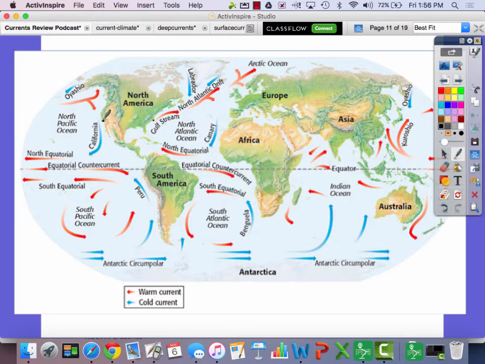So remember, warm currents start at the equator, and they're going toward the pole. And those cold surface currents start at the pole, and they're going toward the equator. So they're always headed in the opposite direction of where they originated from. So equator, warm, headed toward the poles, cold. If they start at the poles, they're cold. They're going to head toward the equator where it's warm.